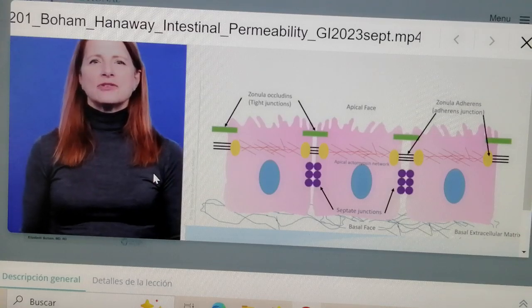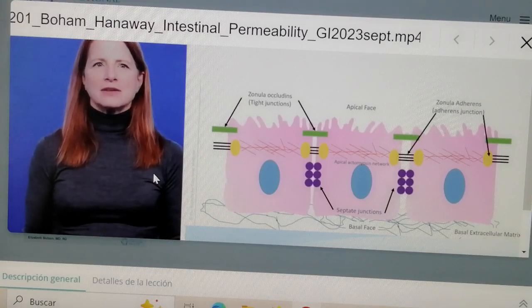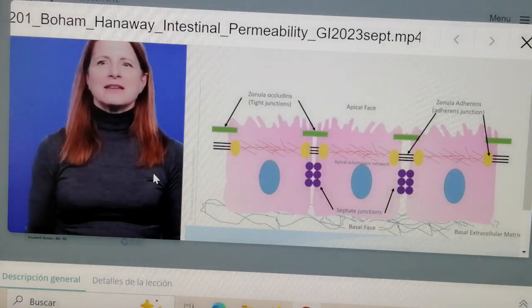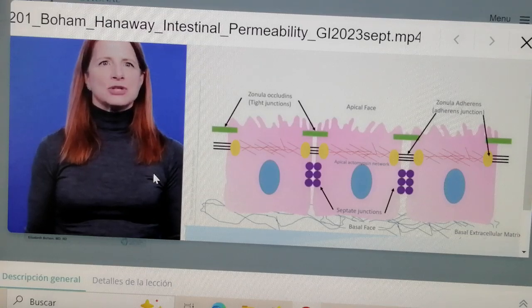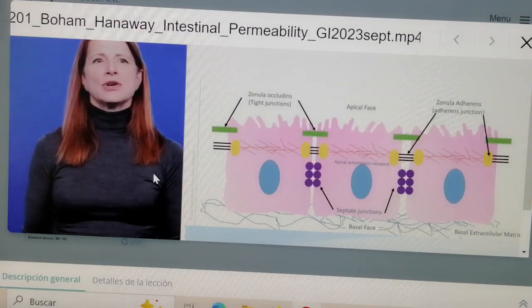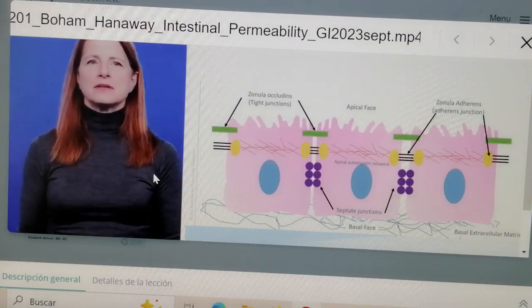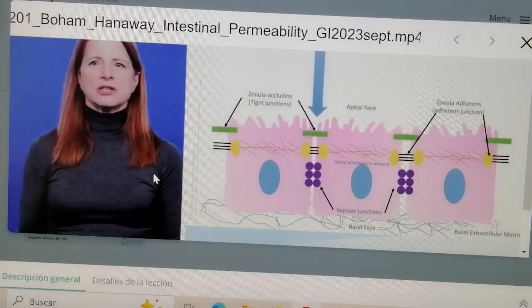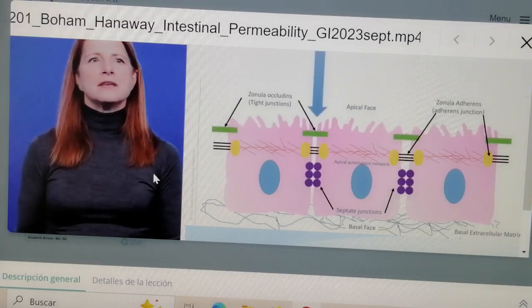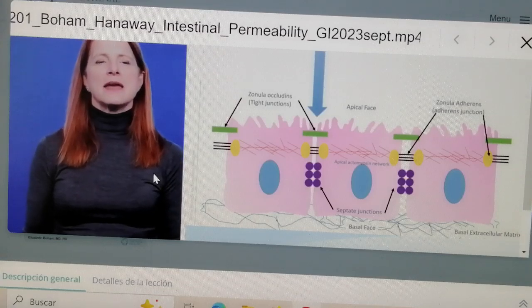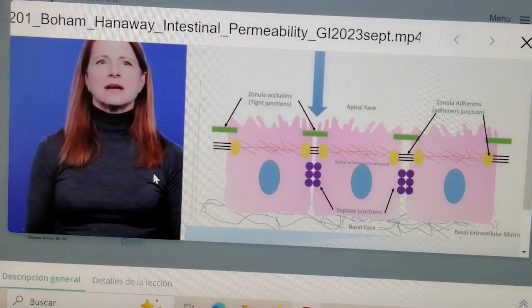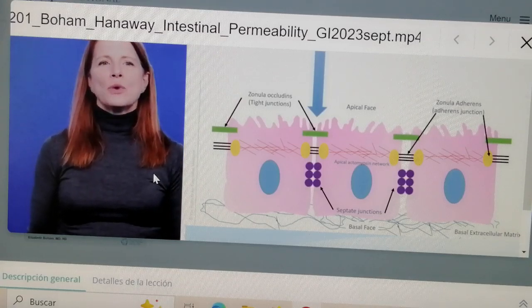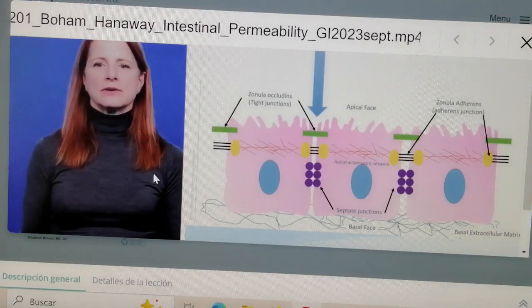Okay, so here's just another diagram of these beautiful cells in our gut, that epithelial tissue layer. And you'll see here between the cells, there's a couple things to point out. Between the cells, you've got the tight junctions that are made up of the zonula occludens, right? They help regulate these tight junctions between the cells, so paracellularly.